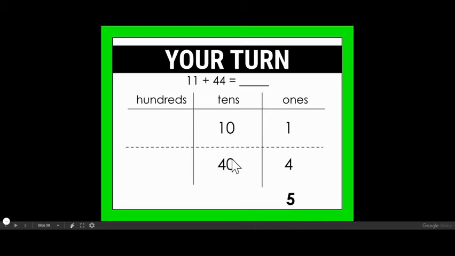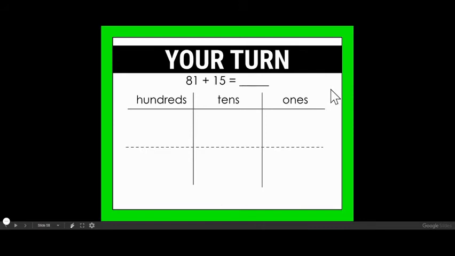I have 10 plus 40. Or I think about this as 1 ten plus 4 tens. 1 plus 4 is 5, but it's 5 tens, so I know that's worth 50. All right, so I have 5 tens and 5 ones, so what is your answer? Your answer is 55.